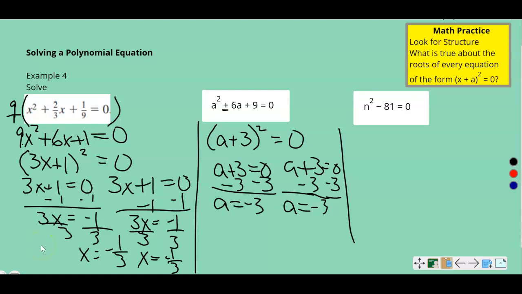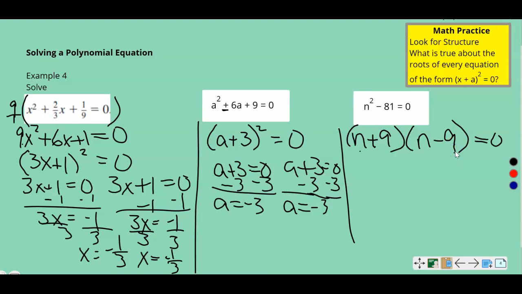All right, so looking at n squared minus 81 equals 0, I know that n squared is a perfect square, 81 is a perfect square, 9 times 9 is 81. So this is a difference of squares. So remember, a difference of squares can be written as n plus 9 times n minus 9. And this is an equation, so it's still equal to 0.